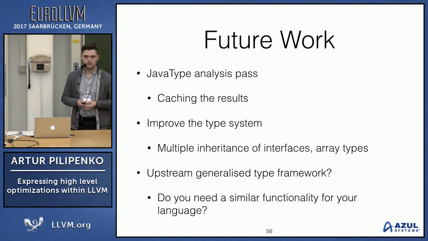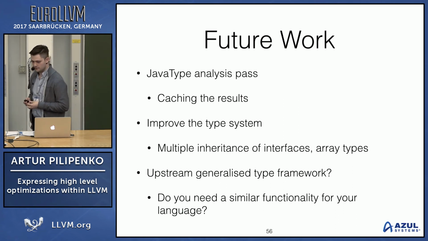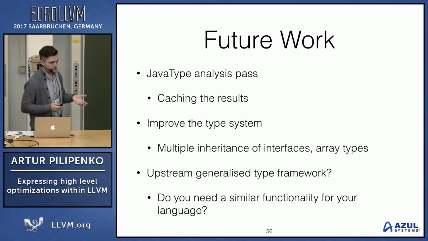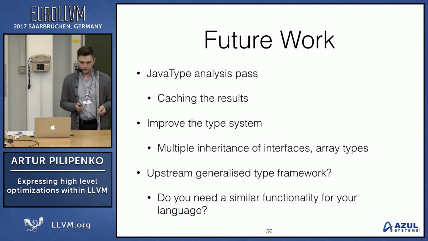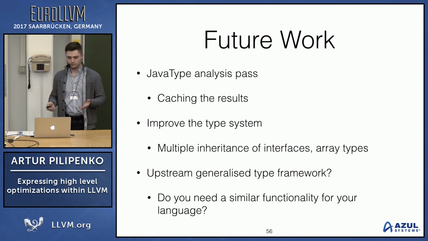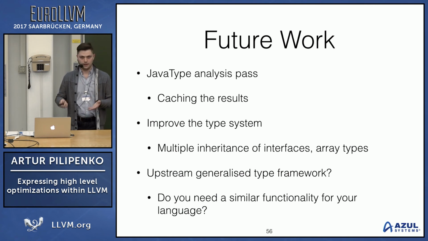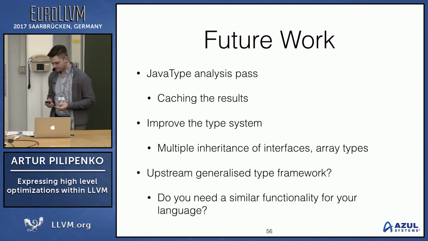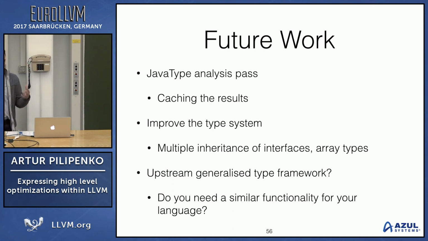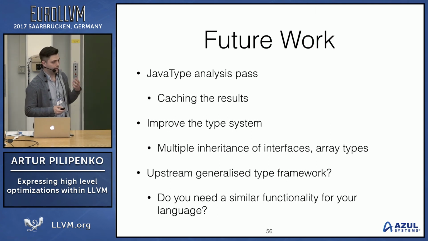The system I have described, we've built incrementally over the course of the last 2 years, and of course there are things we would like to improve. We would like to make JavaType analysis a fully fledged analysis pass. This way we can cache the results and we can improve our analysis without worrying about compile time much. It will be nice to improve our type system. It will be nice to be able to represent multiple inheritance of interfaces or some array type information.